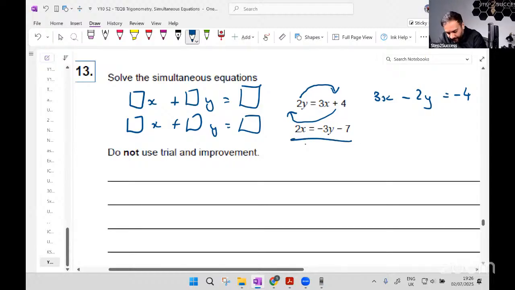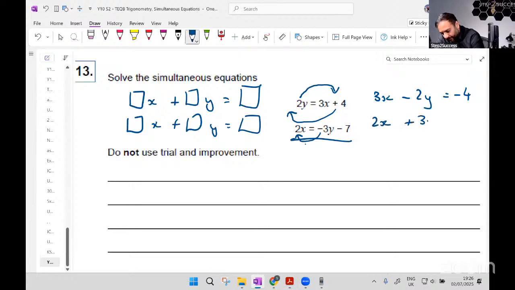With this one, what I'm going to do is add that 3y to the other side. So it's 2x add 3y equals minus 7, which means now it does look a little bit like that. You see what I mean? So sometimes you have to do these things in maths to make it look more familiar for you. Once you have got there, 3x minus 2y equals minus 4 and 2x plus 3y equals minus 7, then you can do what you would normally do in a simultaneous equation question.